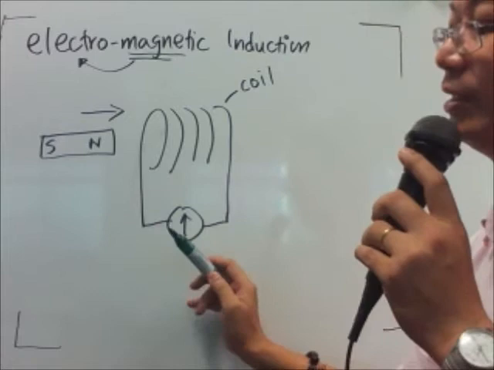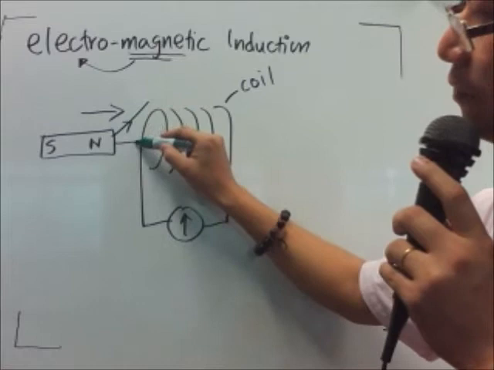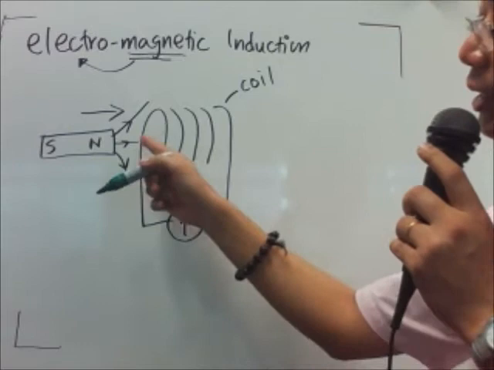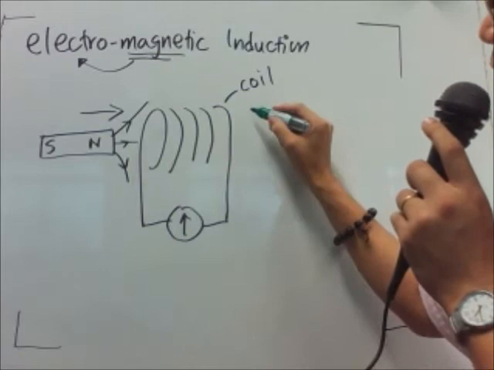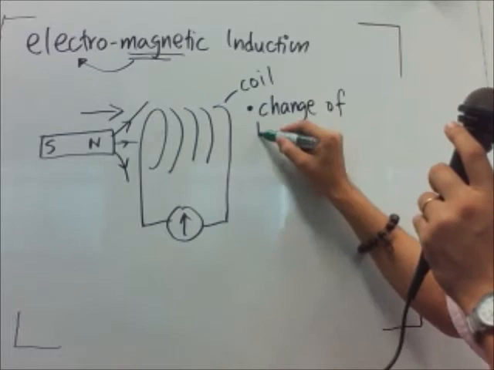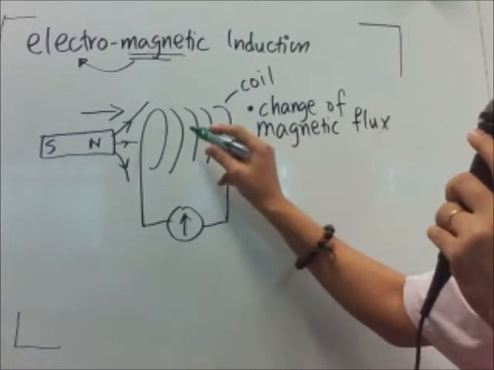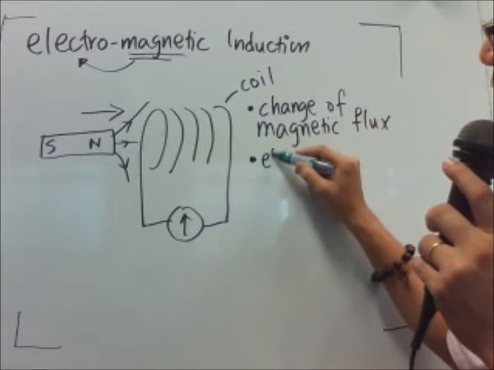So how do we explain this? There is magnetic flux coming out from the permanent magnet. As we push in, the magnetic flux will cut the copper coil. This will create a change. The keyword is change of magnetic flux, or magnetic field, in this metal wire. This change of magnetic flux will cause electromagnetic induction.